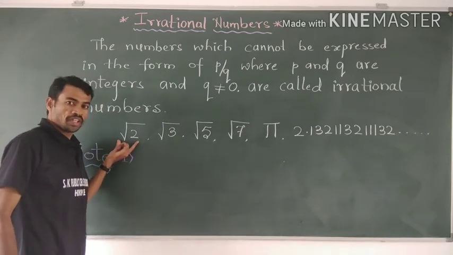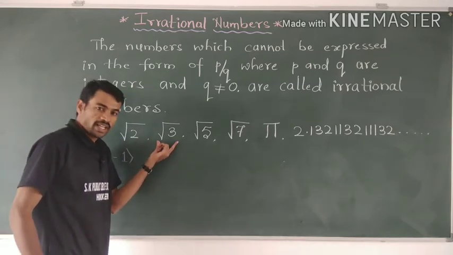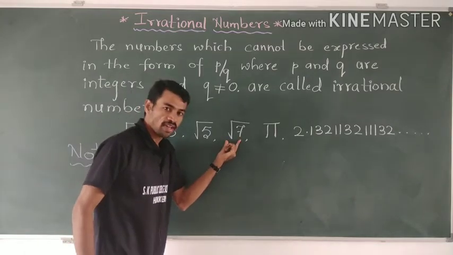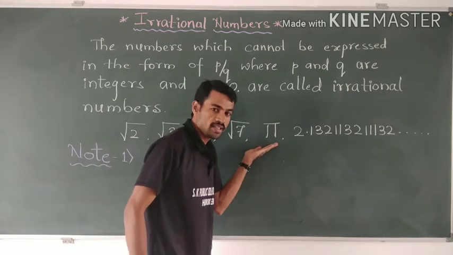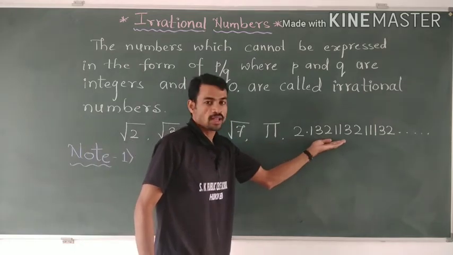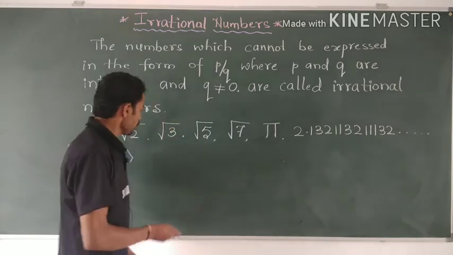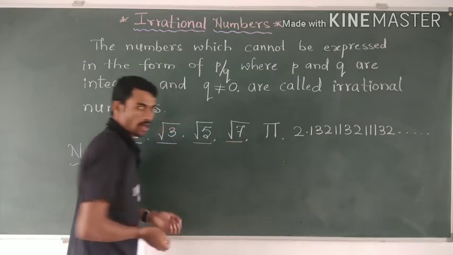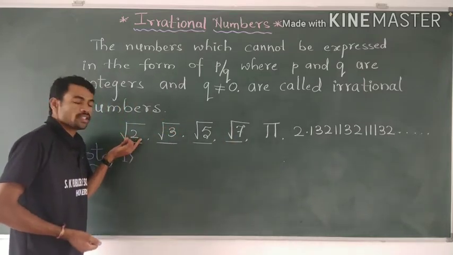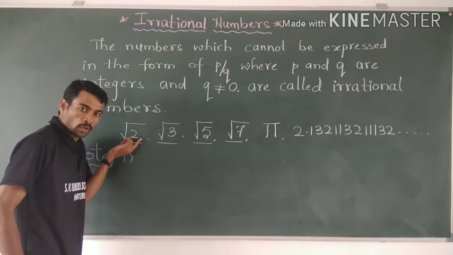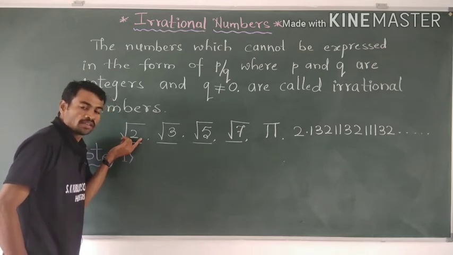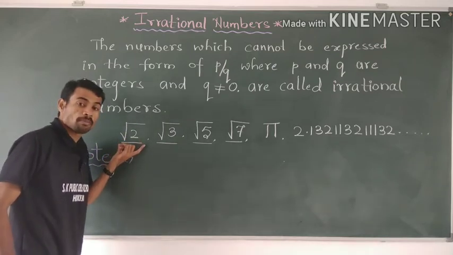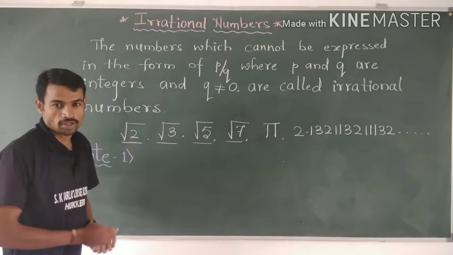So these are the examples for irrational numbers. In general, we can see here: root 2 is an irrational number, root 3 is an irrational number, root 5 is an irrational number, root 7 is an irrational number, pi is an irrational number, and this number is also an irrational number. By observing these examples, here 2 is a prime number, and this 2 is under the root. That's why this number is said to be an irrational number.